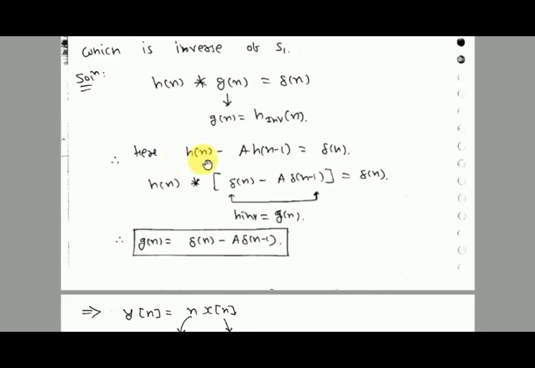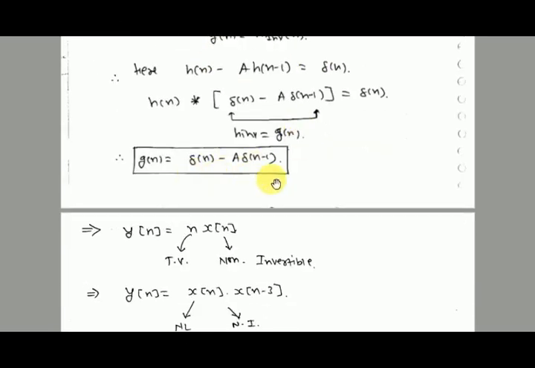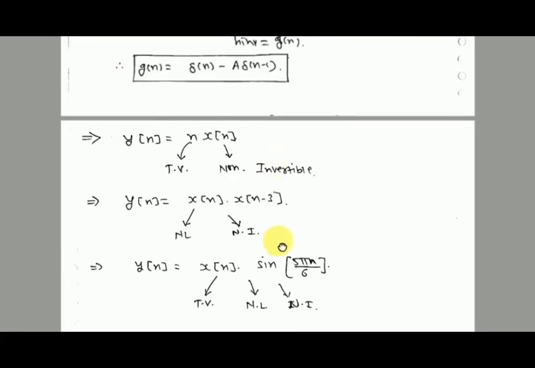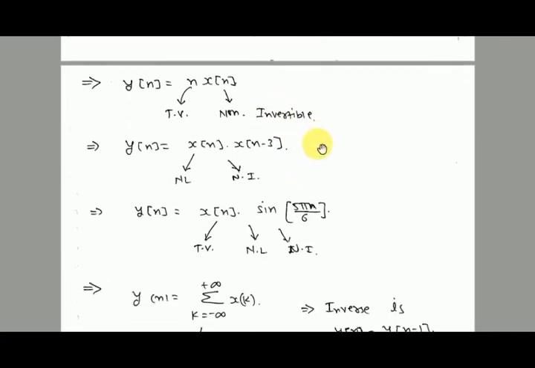Means h of n multiplied by 1 is nothing but h of n convolve with del of n, and this is h of n convolve with del of n minus 1. Take common h of n. You have to form this equation, that's why you are doing this. So you will get g of n like this. By practicing you can do all this on your own.